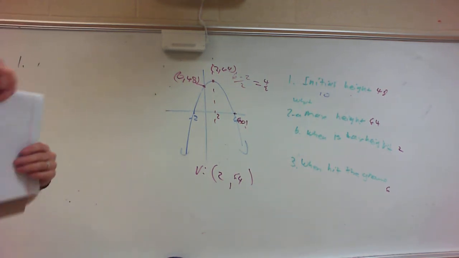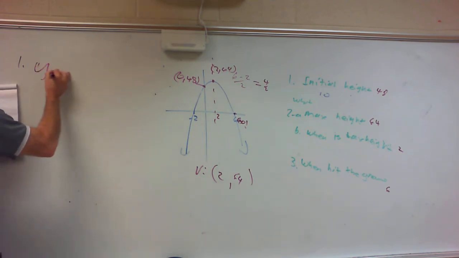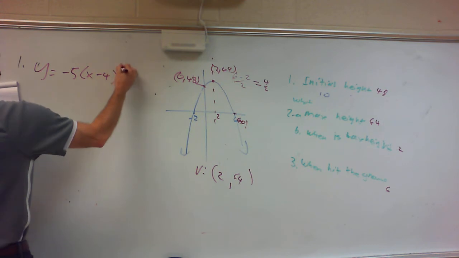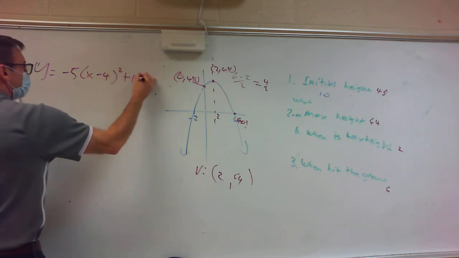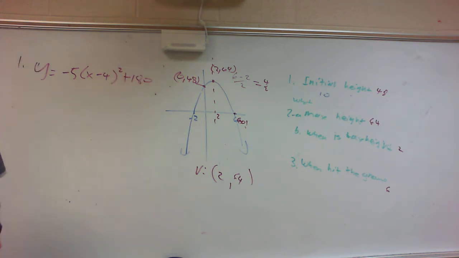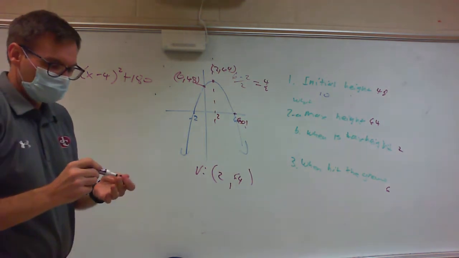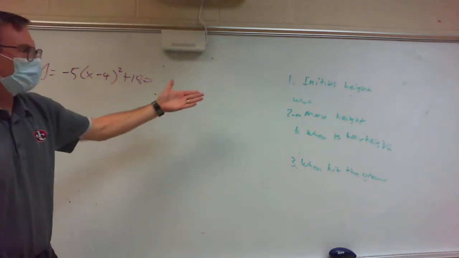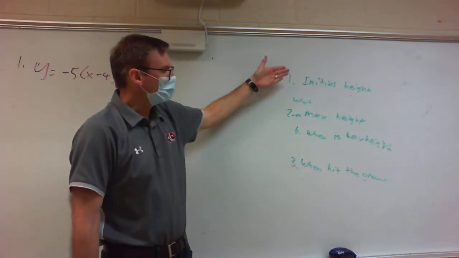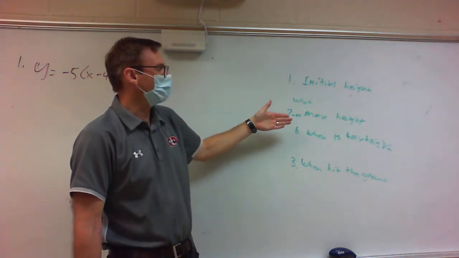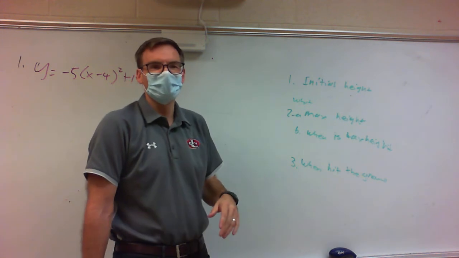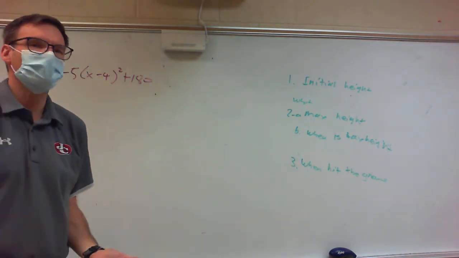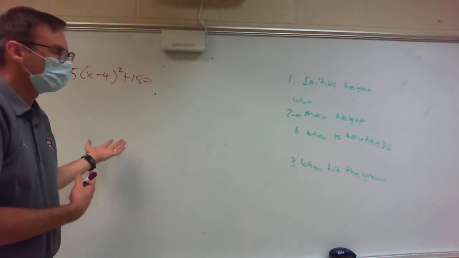The other way I can give you a problem is y is equal to negative 5 times (x minus 4) squared plus 180. I want to answer the same questions. I want to know what's my initial height. I want to know the max height. I want to know when do we get the max height and when does it hit the ground. And how do I answer all of those? Kind of the same thing. I need to draw this picture.